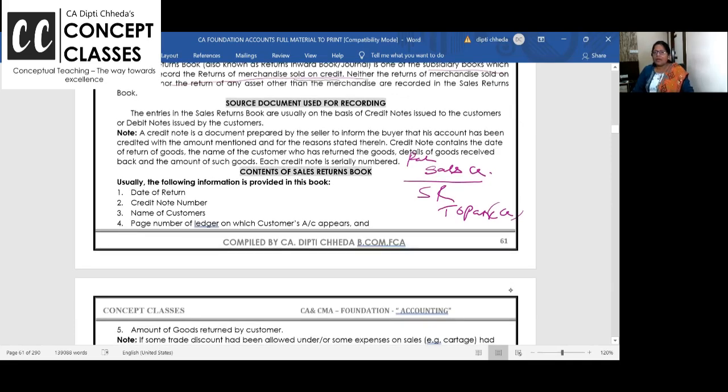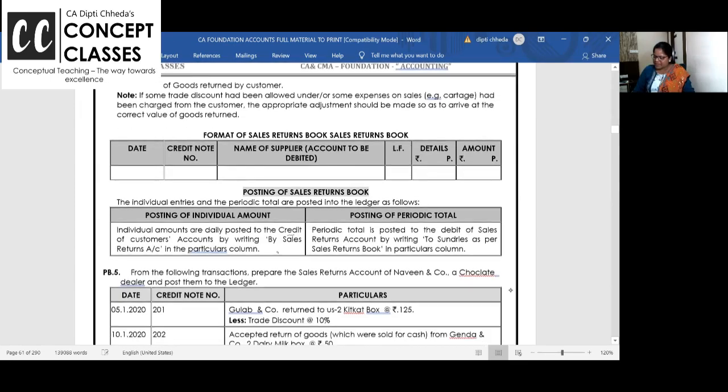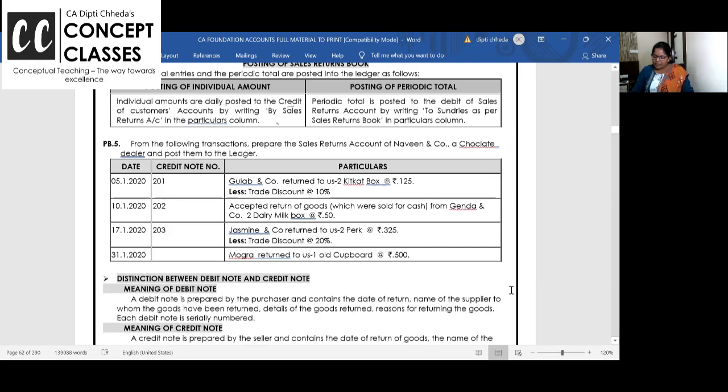What will be issued? When we sold, what did we do to the party? Party to sales. Sales return to party. While doing sales return, what am I doing to party? Credit. So which note will I give? Credit note. Date of return, credit note number and all other details. Exactly the same. Chalo, you do it now. They are dealing in chocolates. So you all do it now.